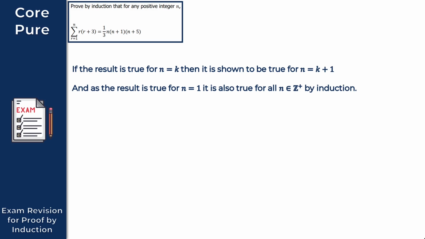Well, as you can see then, if the result is true for n equals k, then it is shown to be true for n equals k plus 1. And as the result is true for n equals 1, it is also true for all n that belongs to the set of positive integers by induction. So just in case you're not familiar with this notation here, this funny looking Z with a little plus above it here, this is the set of positive integers.